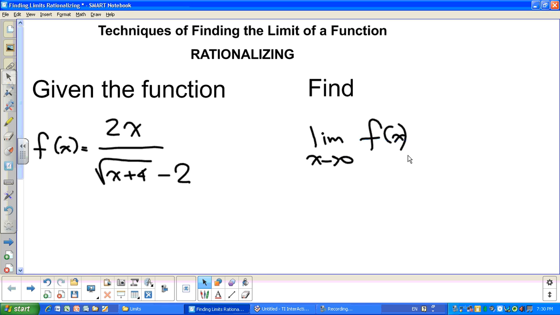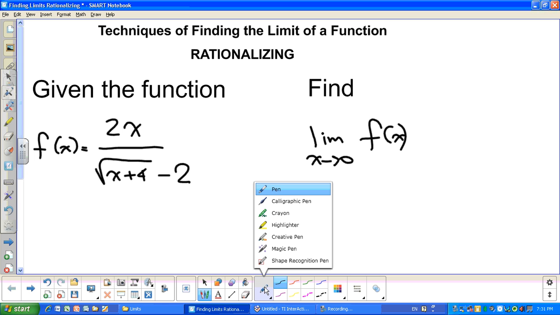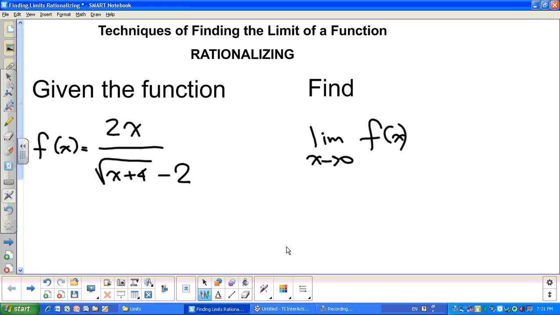This is Miss Mate, and we will be talking about a second technique of finding the limit of a function by rationalizing. The function that we are looking at is given right here. f of x equals 2x over square root of x plus 4 minus 2. And I want the limit as x approaches 0 of f of x.